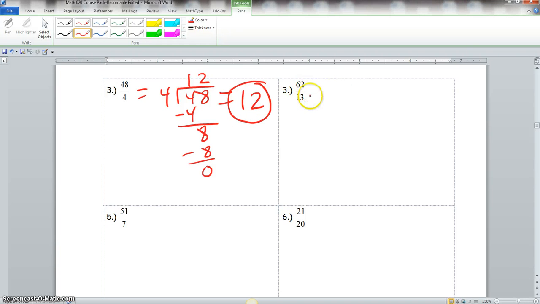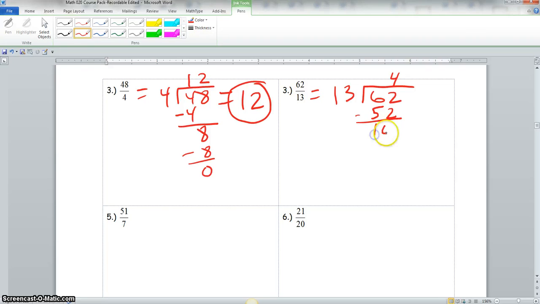Now we have 62 divided by 13. So we'll take 13 and a 62. 13 goes into 62 4 times. 4 times 13 is 52. You have a remainder of 10. So your final answer here would be 4, 10 over 13.